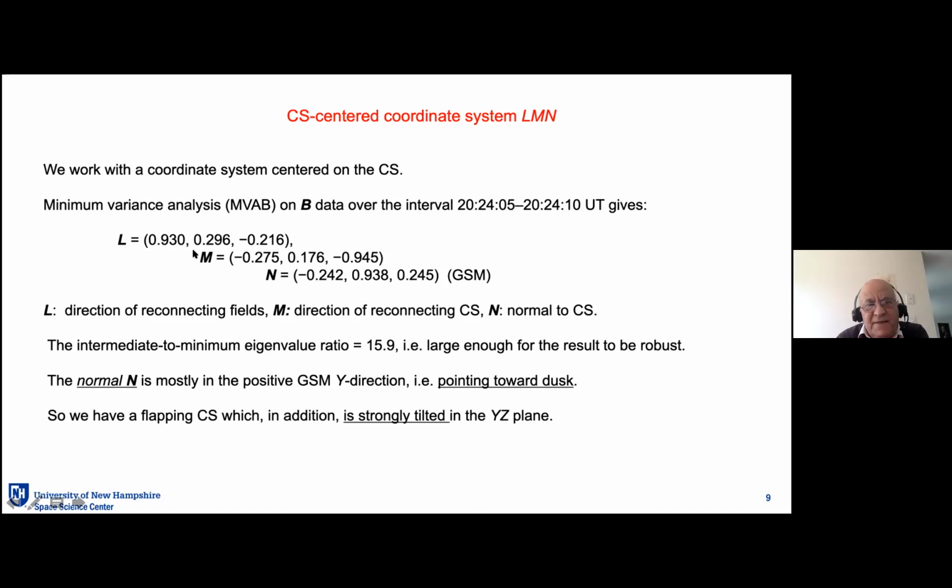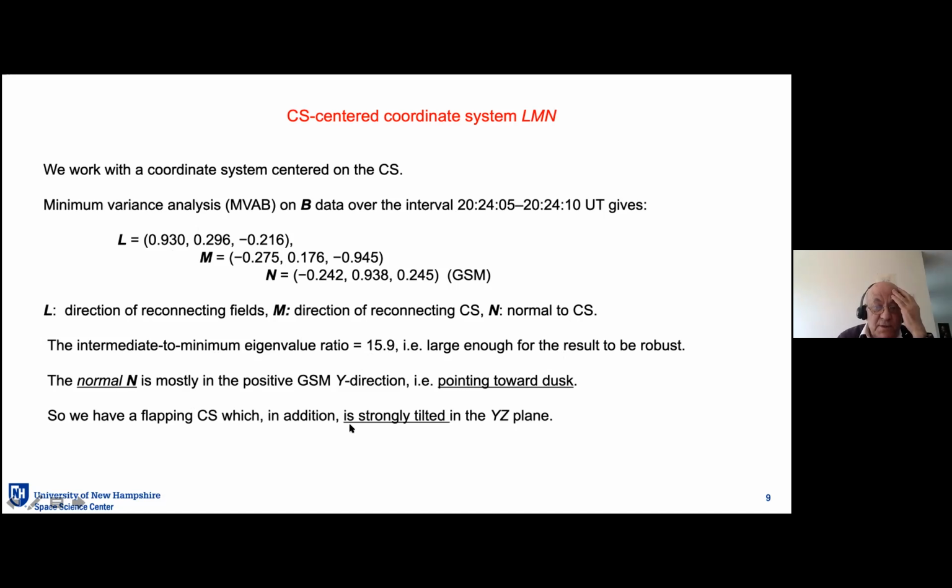Now, these LMN in this context refer to: L is the direction of the reconnecting fields, M is the direction of the reconnecting current sheet out of the plane, and N is the normal. Now, you will tell me, okay, so you determine this. How do we know that this determination is robust? Well, typically for that, you look at the intermediate to minimum eigenvalue ratio. We have a value of 16, which is taken to be large enough for this result to be robust.